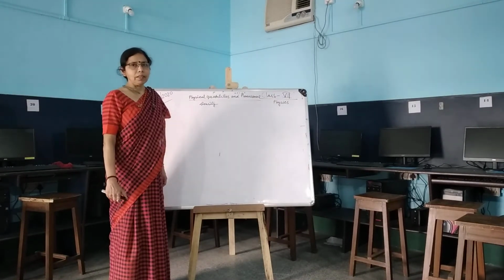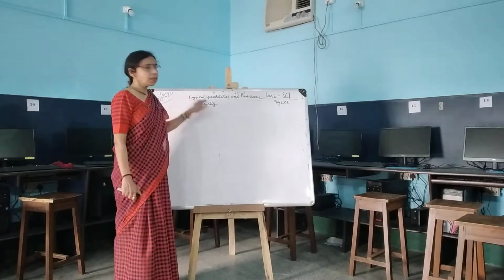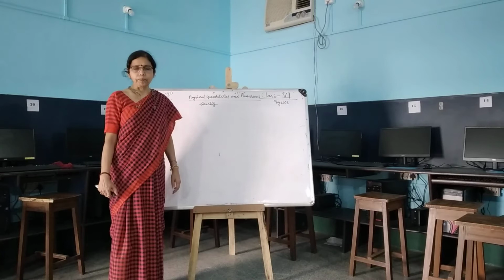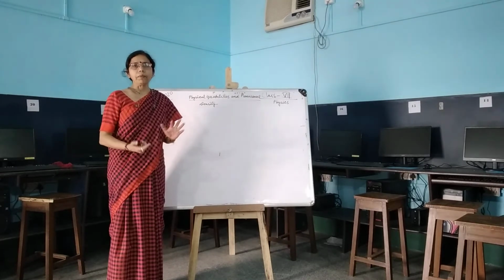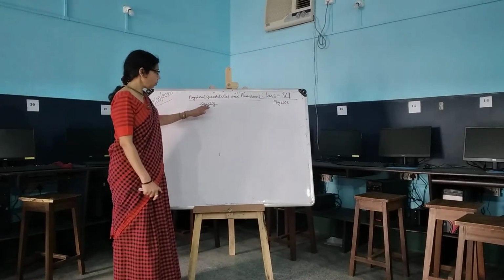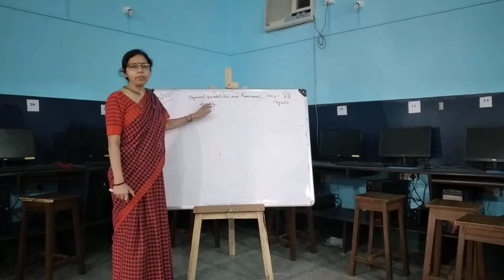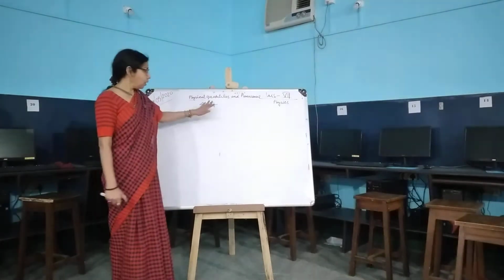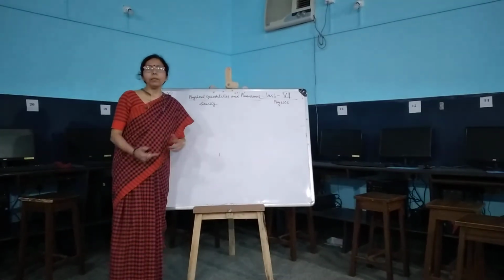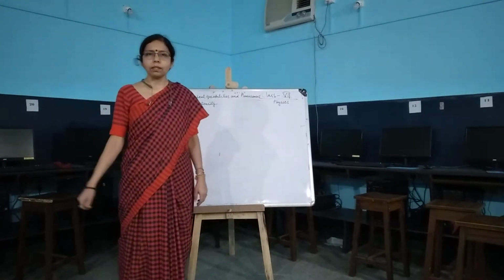Children, last day we started the chapter Physical Quantities and Measurement. We discussed different terms of physical quantities. Today we move to the next one, that is known as density. Density. The definition of density: mass per unit volume is known as density.